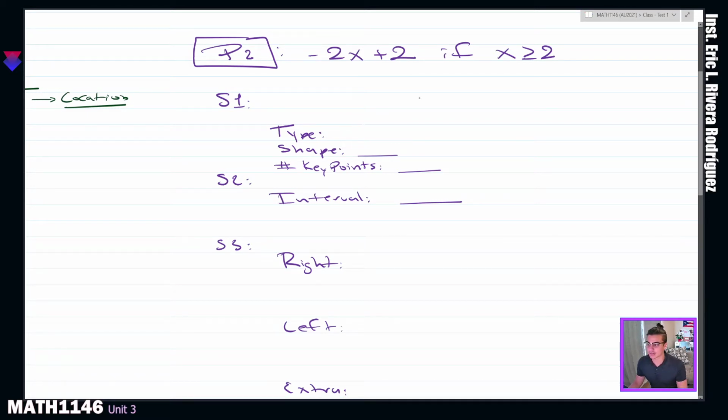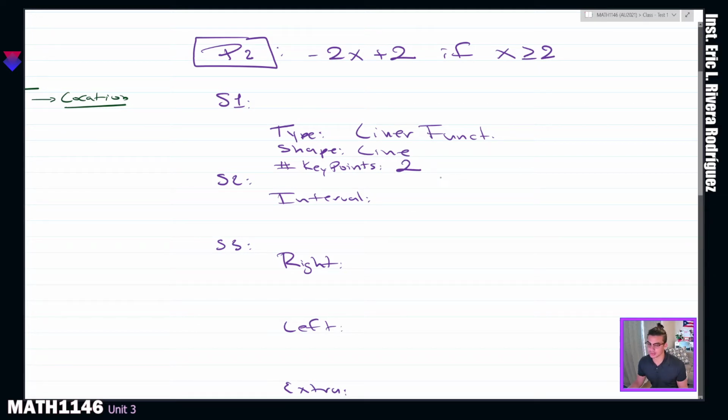So the type is a linear function, and again we know that because when we look at the equation, one of the terms contains the x variable, and there's no exponent there. The exponent value is 1, so linear. The shape is a line, and hence we need 2 key points.